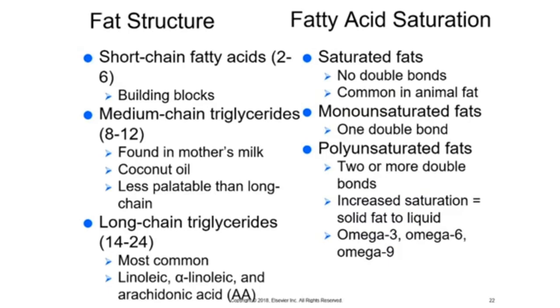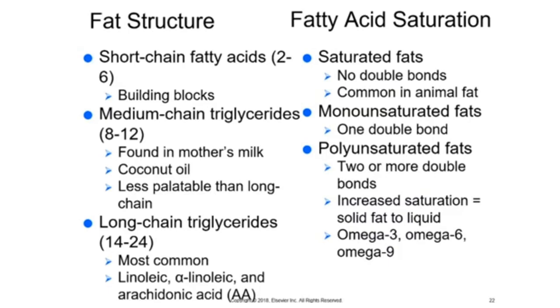So fatty acids are mostly of 3 categories in terms of length, that is the number of carbons present. They are called short chain fatty acid, medium chain fatty acid and long chain fatty acid. Short chain fatty acid means the number of carbon atoms will be 2 to 6, whereas medium chain means 8 to 12 and the long chain means 14 to 24.